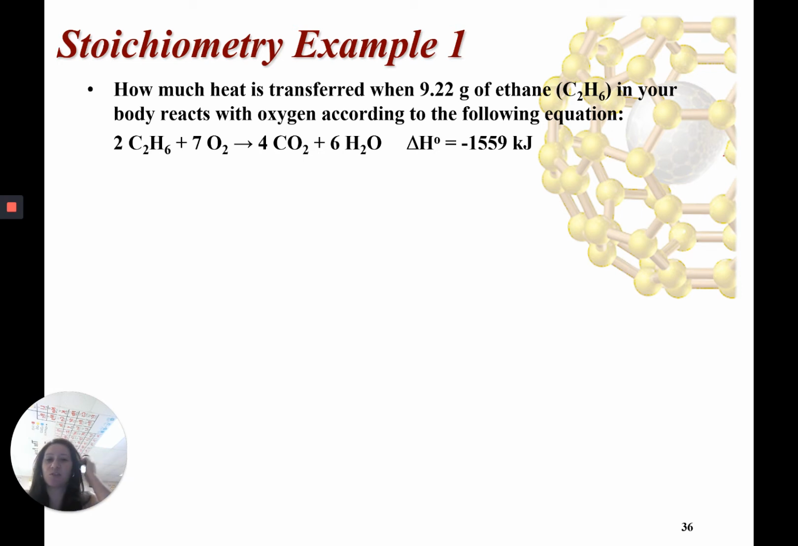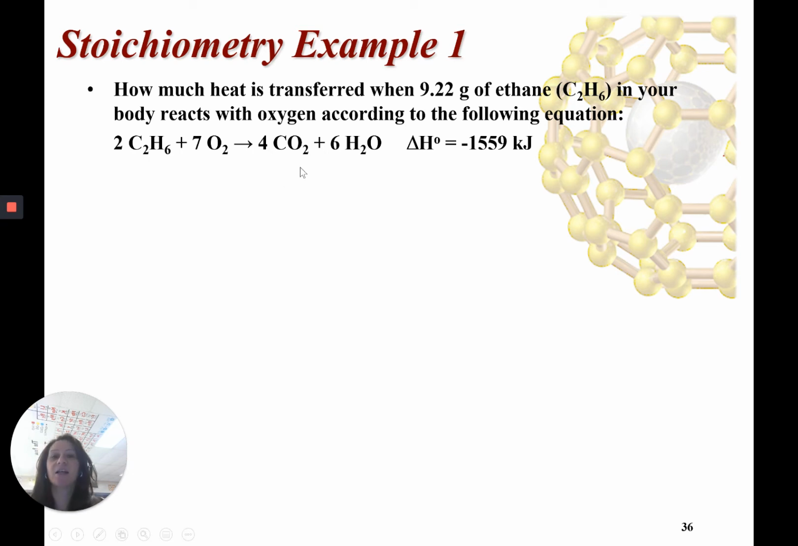It says, how much heat is transferred when 9.22 grams of ethane, which is C2H6, reacts with oxygen according to the following equation? So it looks like it's a combustion reaction. We're given the delta H for the reaction. It's negative 1,559 kilojoules. And so they're telling us it's an exothermic reaction. It's releasing that much heat.